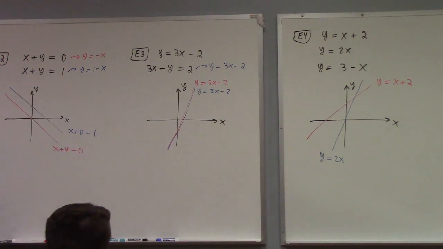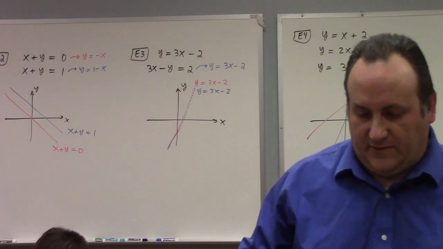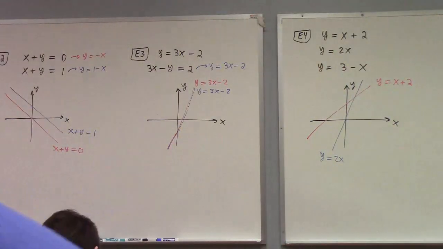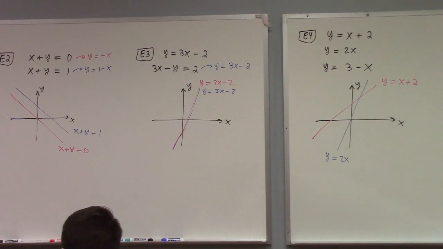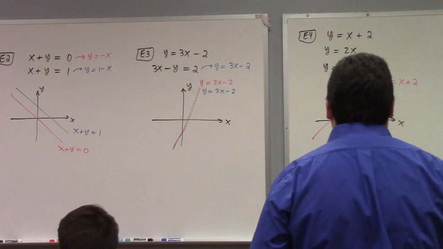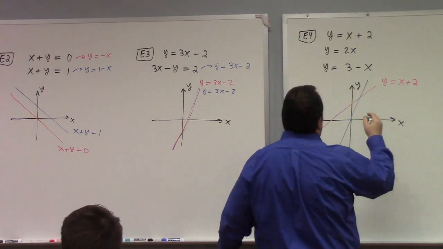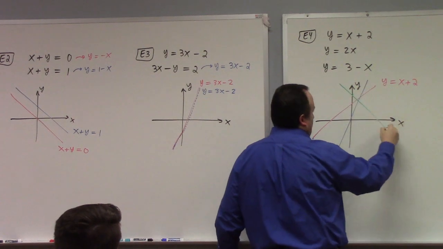Let's see here. So for the last one, there's also one other line, right? Which I'll do in green. So that one, y equals 3 minus x, so that's got a y-intercept of like 3, which is maybe up here, and something like that, right?